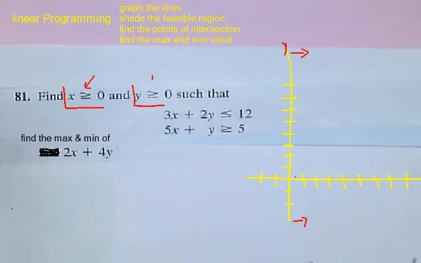And then look here, this is everything above the x-axis. Y equals 0, above the x-axis. Okay, now we need to graph these other guys. When we graph these, what was that going to be? The bottom one's easy. Y is greater than negative 5x plus 5.